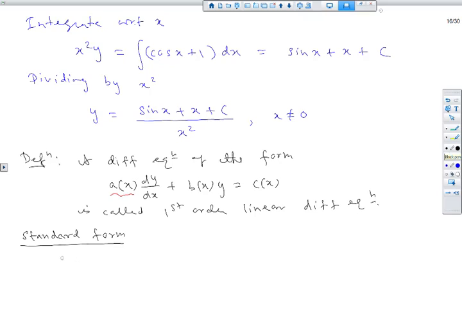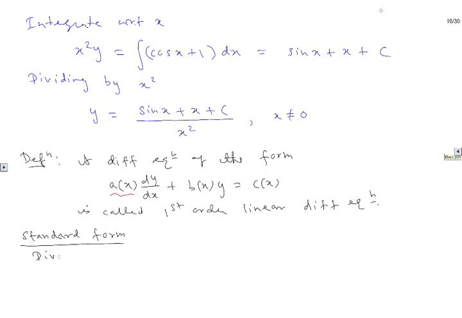So we're dividing by ax, whatever the coefficient in front of the derivative is. We can write this as dy over dx plus bx over ax times y equals cx over ax.